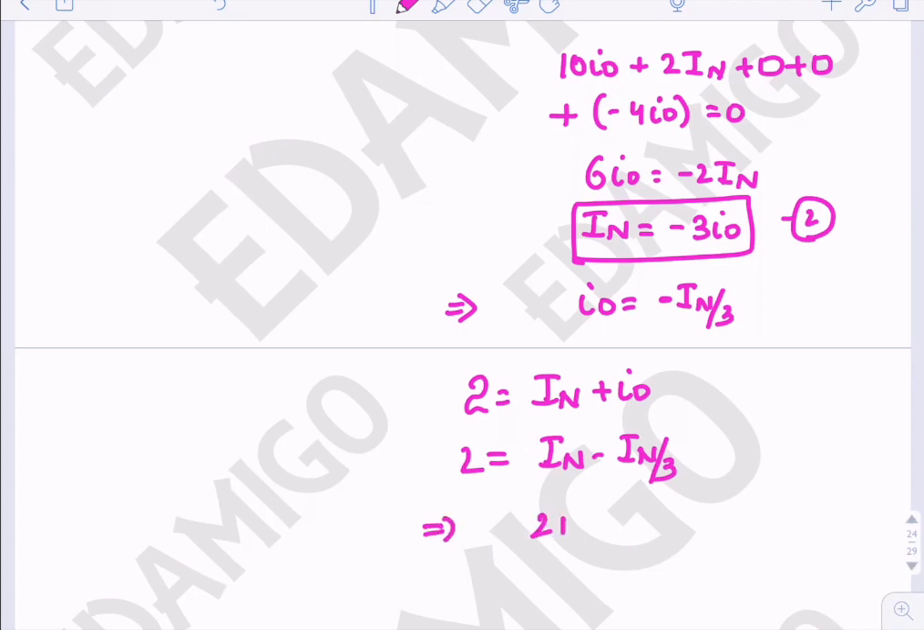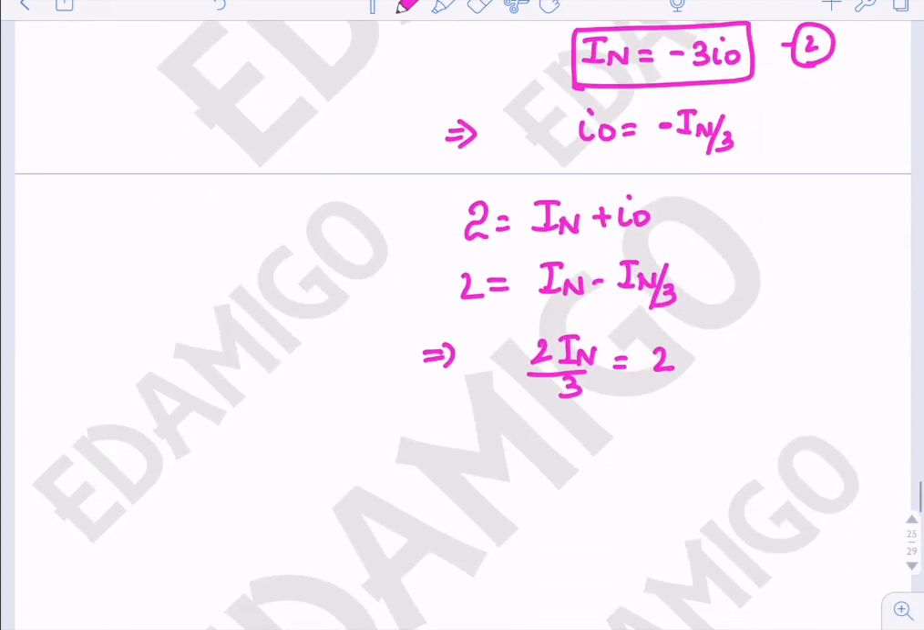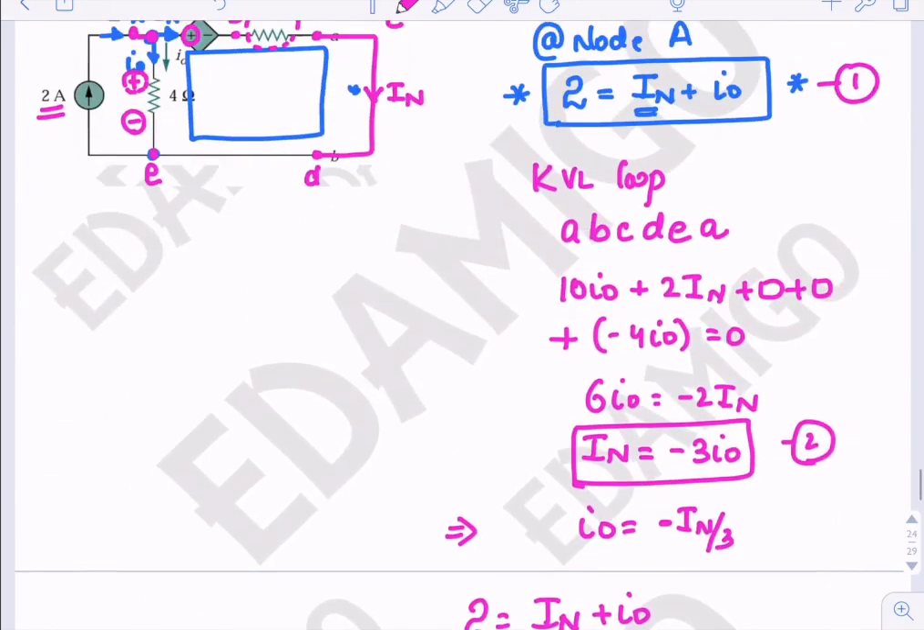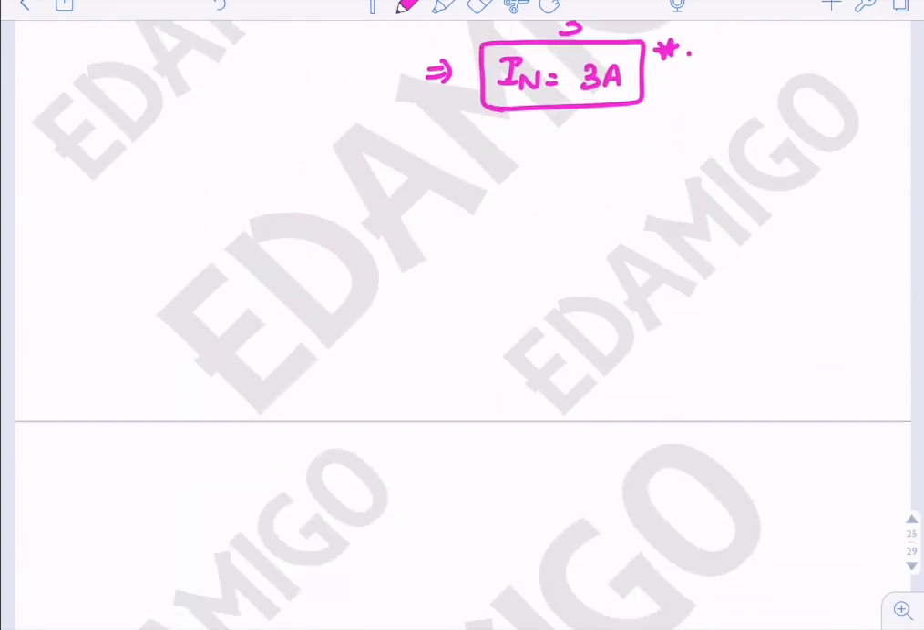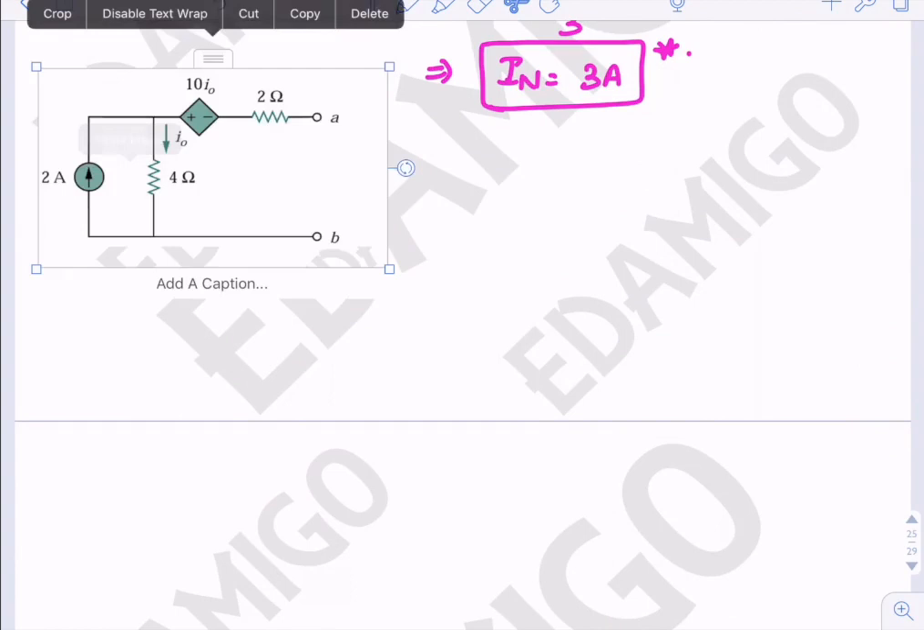This implies 2 IN by 3 is equal to 2. So IN comes out to be 3 amperes. So the Norton equivalent current is 3 amperes. Okay, so IN is equal to 3 amperes. Now let us solve for RTH, or we solve for RN.